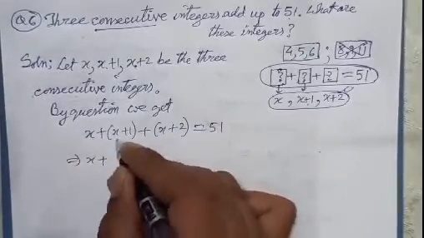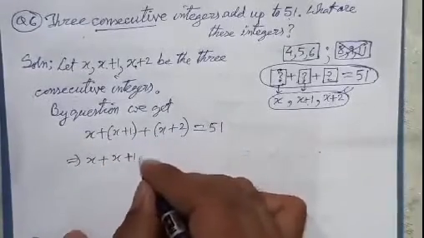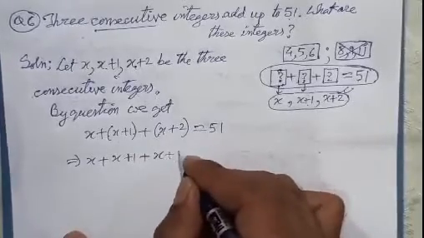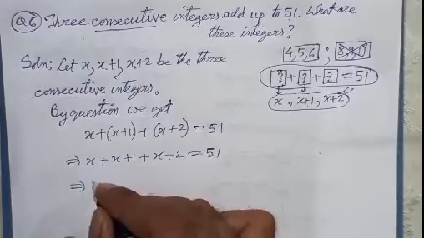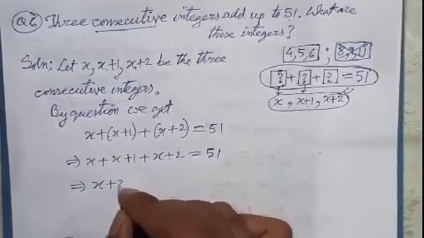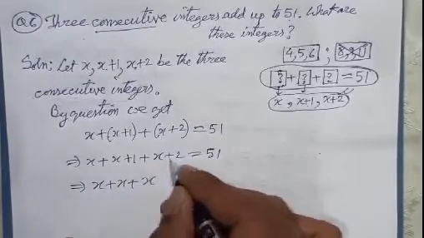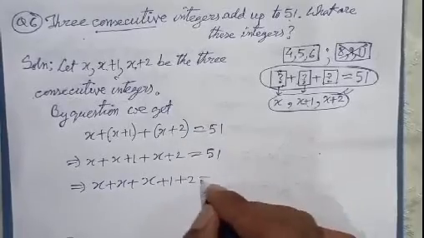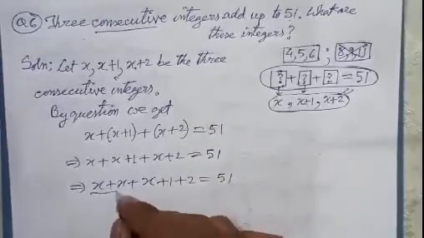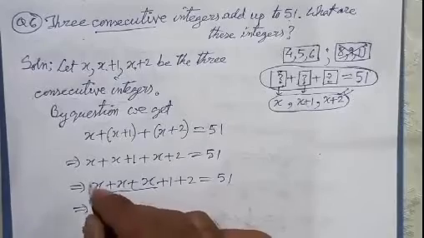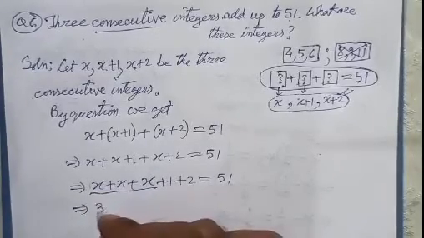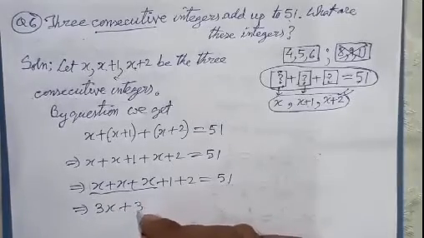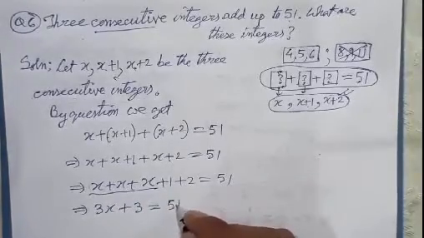x plus, leave the bracket, x plus 1, leave the bracket, x plus 2 is equal to 51. So all the x write together, x plus x plus x, 1 plus 2 is equal to 51. Now the 3x let's add together: x plus x plus x is 3x, 1 plus 2 is 3, 3x plus 3 is equal to 51.